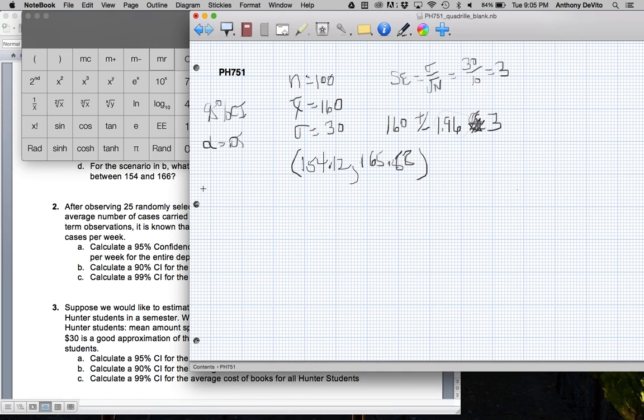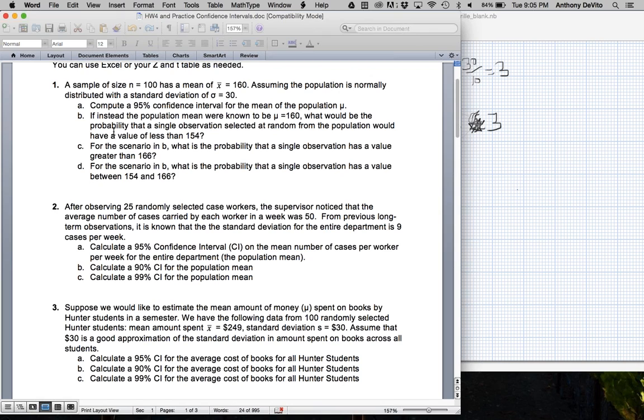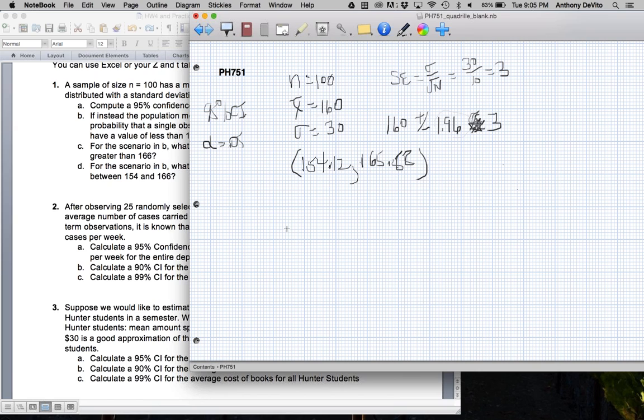Okay, so I'll put that aside for a moment and let's take a look at the next part here. If instead the population mean were known to be mu equal to 160, what would be the probability that a single observation selected at random from the population would have a value of less than 154? Well, what we're assuming there is that we know that mu is equal to 160, and we know the standard deviation is equal to 30.